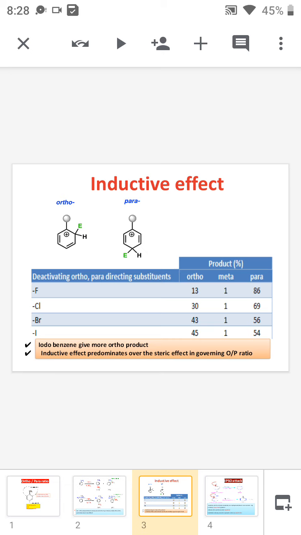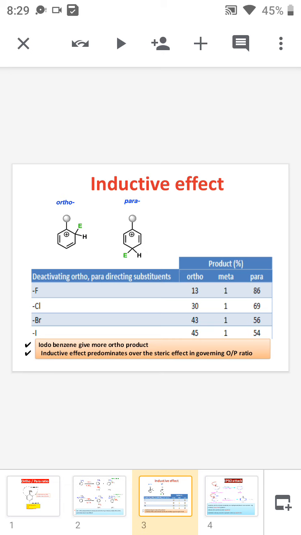So as we move from top to bottom, as the electron donating capacity increases, the percentage of the ortho product normally increases. See here in fluorine, it is a small atom, there is no steric hindrance. Even then the ortho product is only 13% because fluorine is electron withdrawing in nature and it has only less capacity for the back donation.